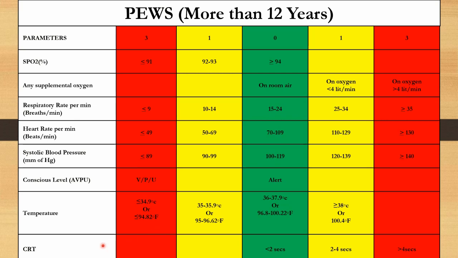The last one is capillary refill time. If it is less than 2 seconds, give a score of 0. If it is between 2 to 4 seconds, give a score of 1. If it is more than 4 seconds, go for a score of 3.